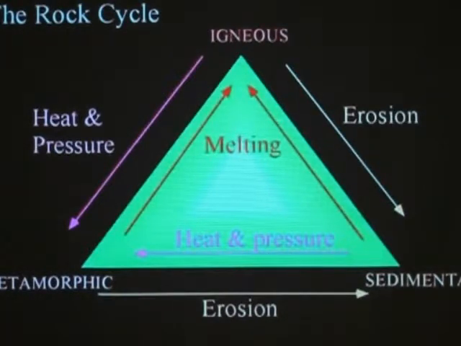All right, let's try this again. Let's start this time from metamorphic rock. If metamorphic rock melts, it can become igneous. Or if it erodes, it can become sedimentary. Do you see how every rock type has a choice or a say in what it becomes next?